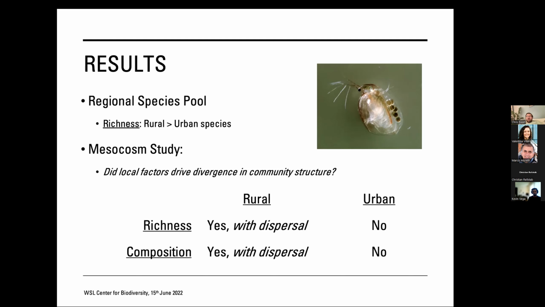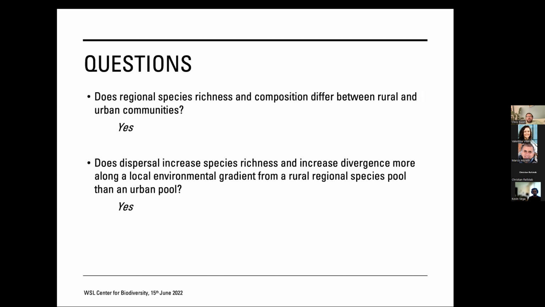So dispersal was required to overcome the environmental gradient. The effect was only there when you had rural dispersers. The urban regional species pool could not overcome it. So the answer to both questions was yes. Does regional species richness and composition differ? And does dispersal increase richness and increase divergence more along an environmental gradient from a rural pool than an urban pool? And the answer was yes.